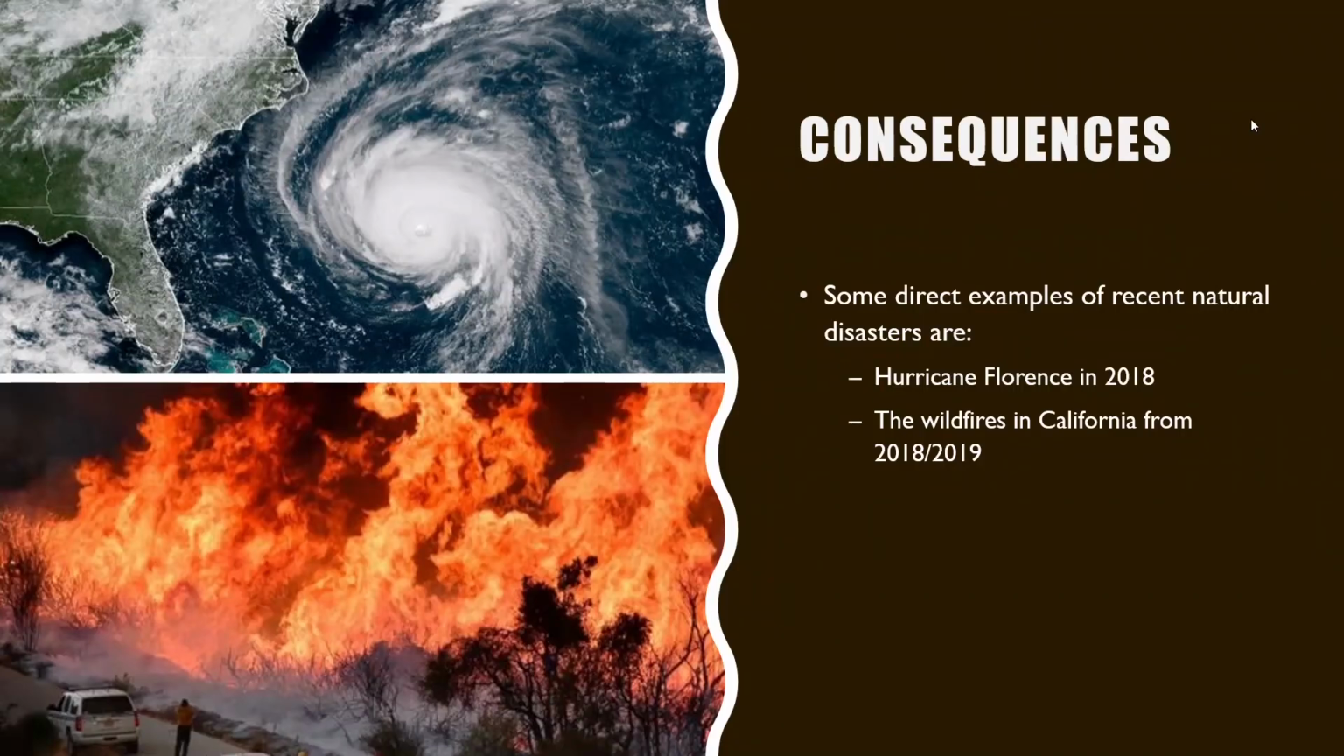Some direct consequences in recent events that have occurred from CO2 emissions have been Hurricane Florence in 2018 and the wildfires in California from 2018 to 2019. These were very detrimental and cost many human lives, and they can be directly related to climate change.